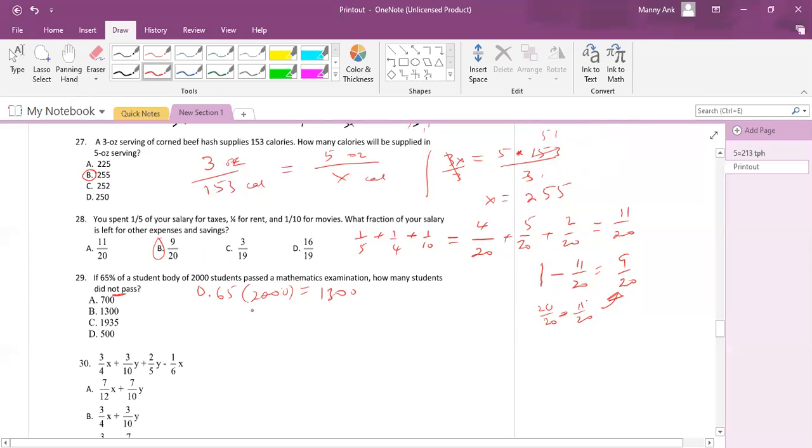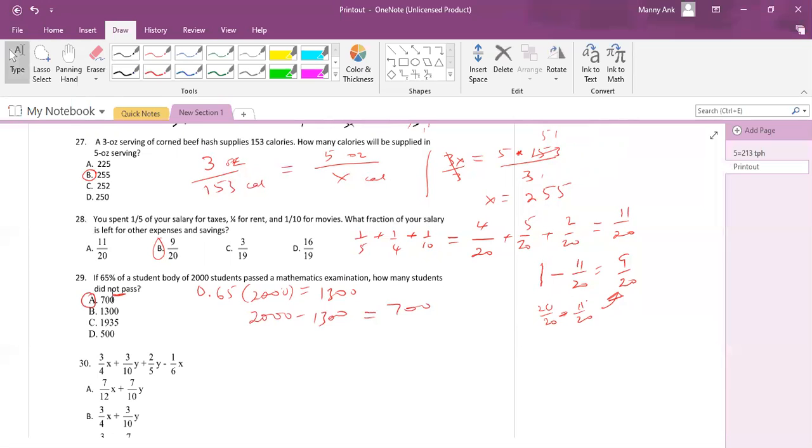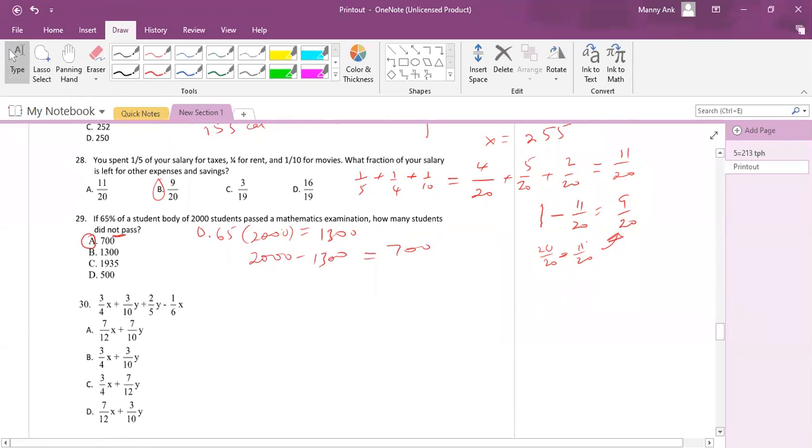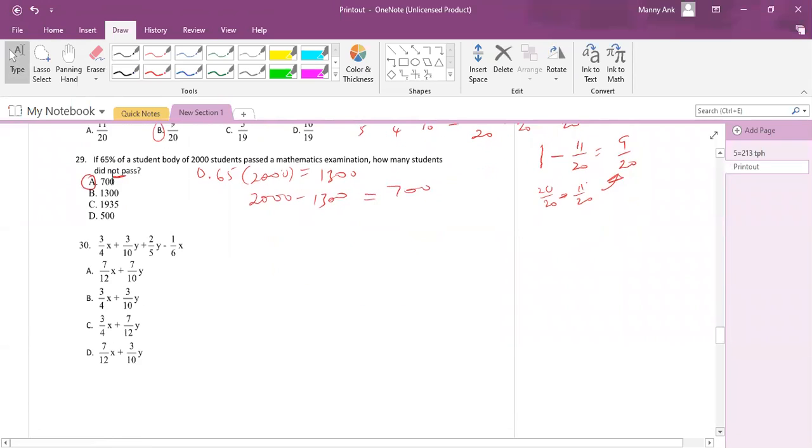But we want those who did not pass, that means you have to subtract. So if you subtract, then you have 700 did not pass. So the answer should be A. Number 30, the answer is A.